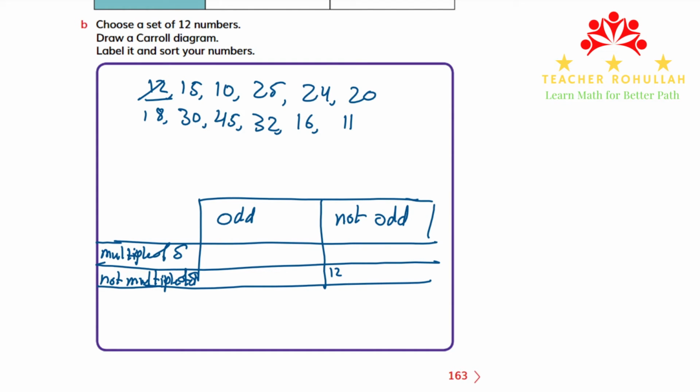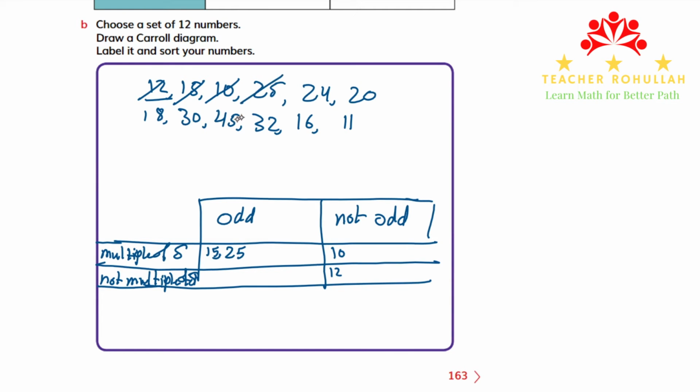And 15 is a multiple of 5. At the same time, it is odd. It comes here. So 15 is here. Let me cross it. 10 is a multiple of 5, but not odd. So it comes here. Well, and 25 is a multiple of 5. At the same time, it is odd. So 25 comes over here.